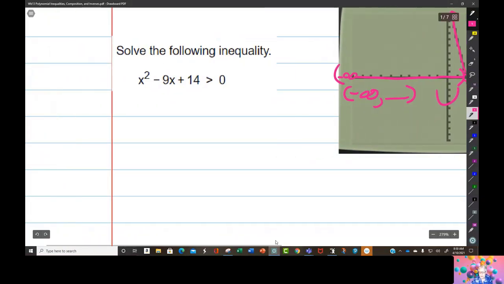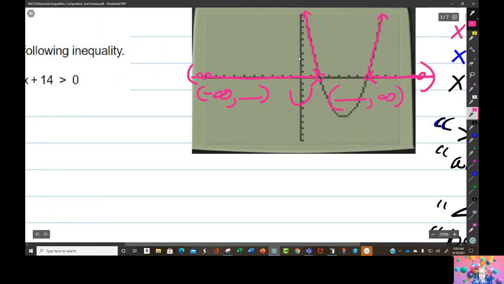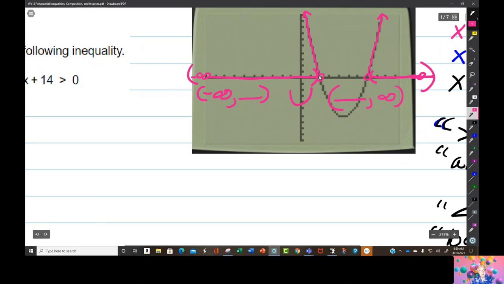It can't actually equal, I didn't put a bracket, because whatever that number is for sure, x cannot equal it, because that's where the graph would be on the x-axis. And I cannot put a bracket here, because then x would be on the x-axis, which is not what this is saying.